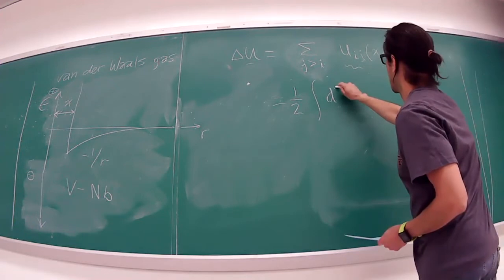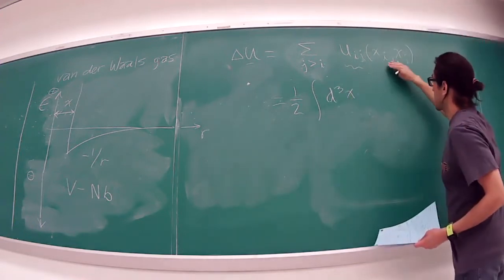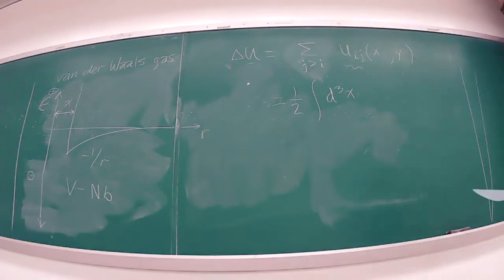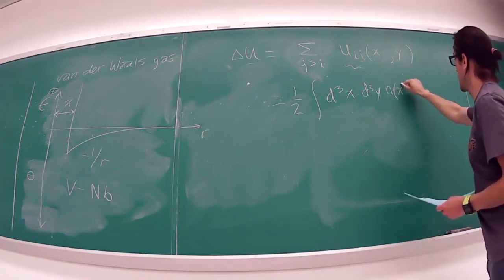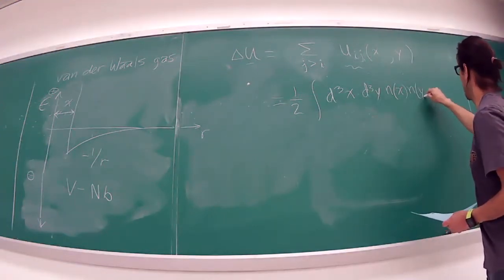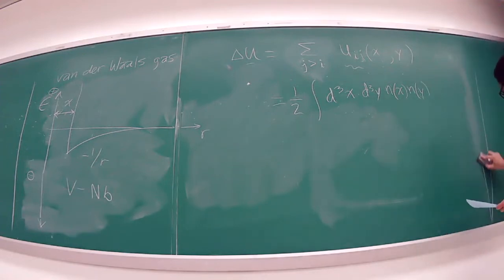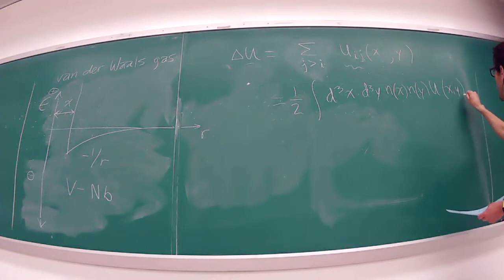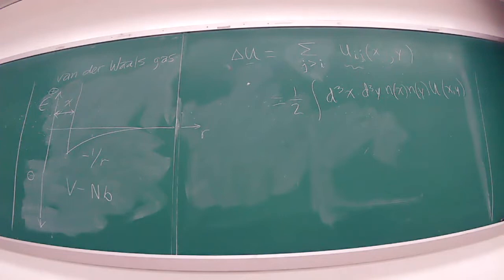It's going to be d3x. For clarity, I'm going to make this one x and y. So this is going to be d3y. This is going to be the density of the I particles, the density of the Y particles. Then we have the interaction, which is a function of both. So with the mean field approximation, what we're going to say is that density is constant. It doesn't depend on X and Y.